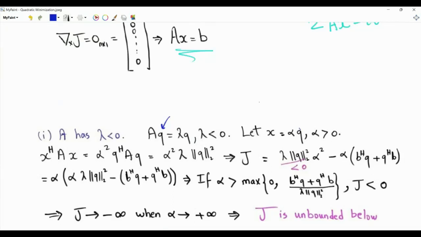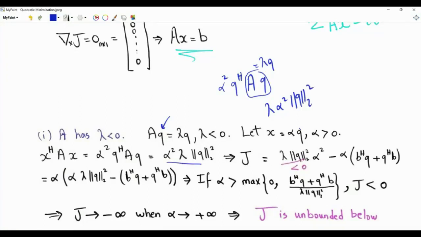So x Hermitian will be alpha times q Hermitian. That's x Hermitian. Then we have A, and then x will give us another alpha, and then we have q. This will be the quadratic term, and Aq is equal to lambda q, so this will be lambda alpha squared, and then q Hermitian q, and q Hermitian q is the L2 norm squared of vector q.